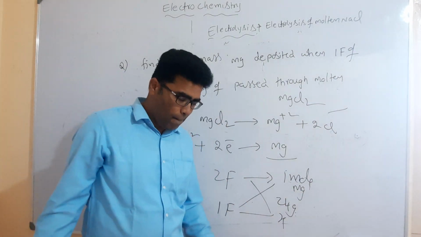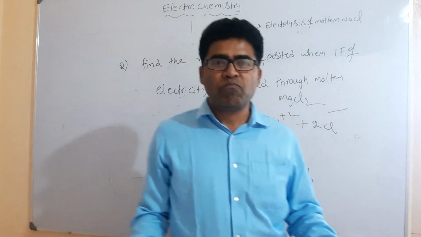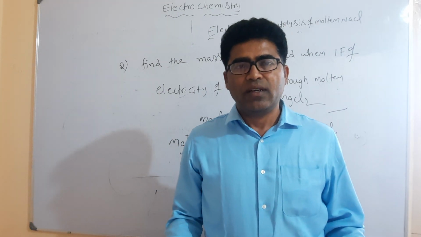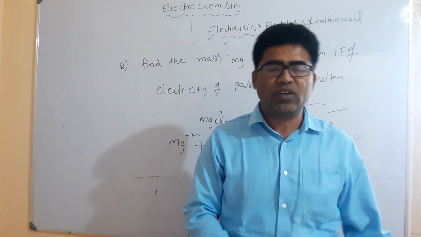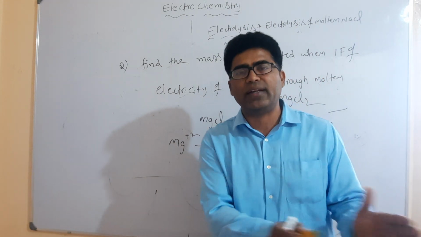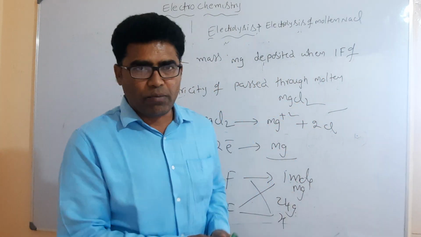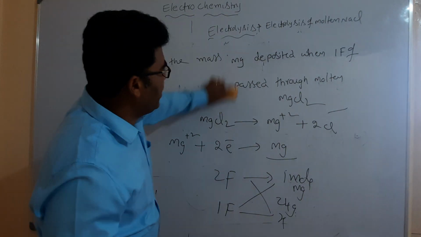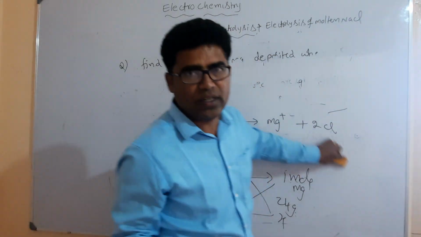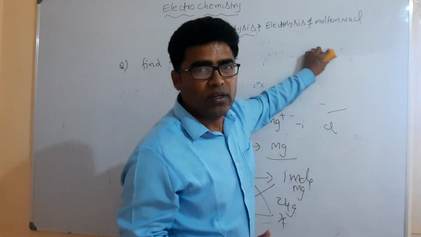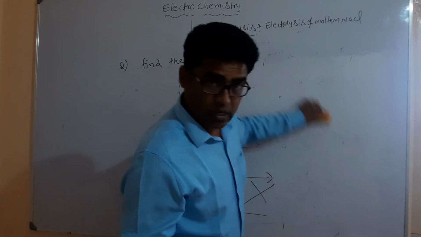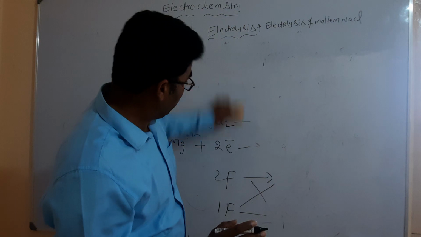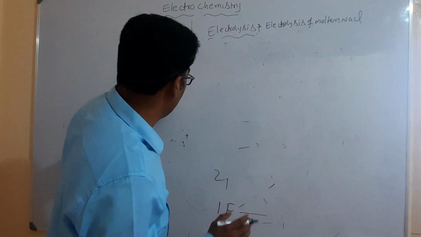First of all, electrochemistry is a branch of science which mainly deals with two types of cells: electrolytic cells and electrochemical cells. First you learn these two things.